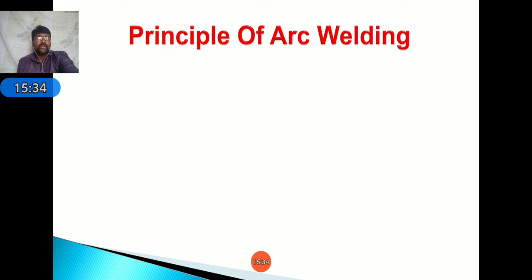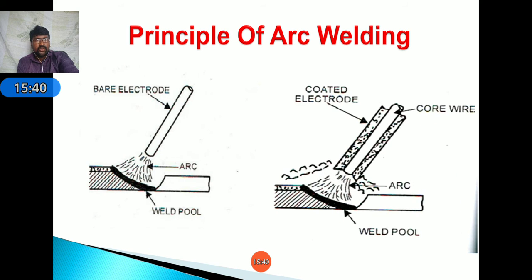Next, coming to the principle of arc welding. Here we are using a coated electrode, where a coating known as flux is provided around the electrode. Here we are not providing any flux, and only the arc is produced. Around the arc, some shielding is provided by the flux. Here there is no shielding provided. Due to this, oxidation of the joint will take place. Therefore, the strength of the joint is low, and here the strength of the joint is high.